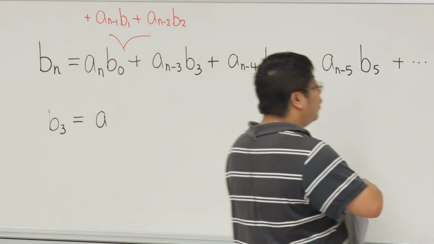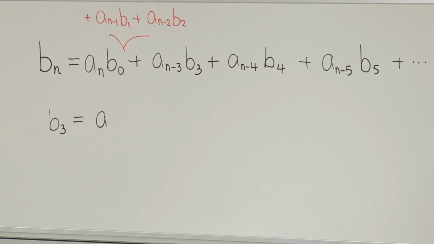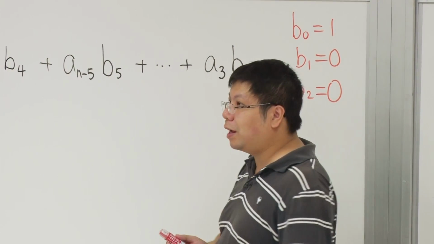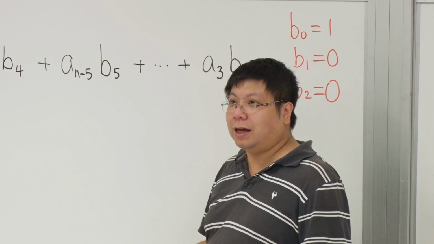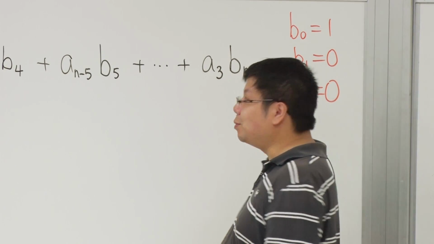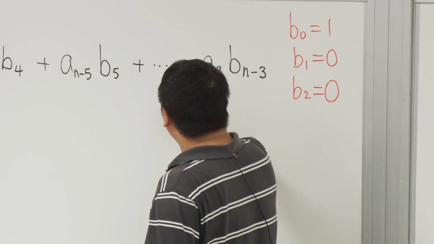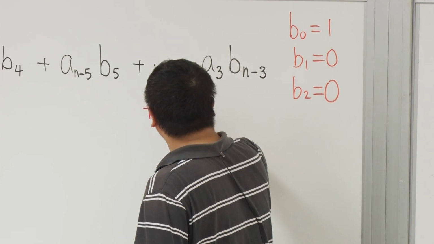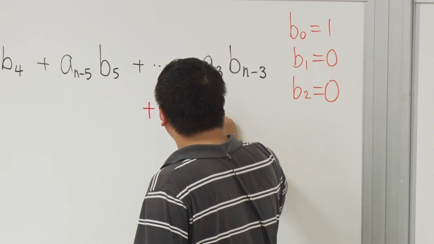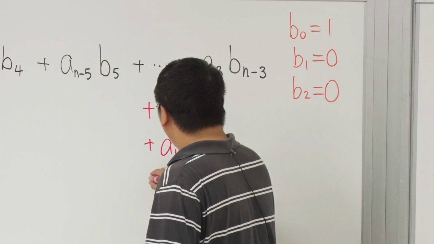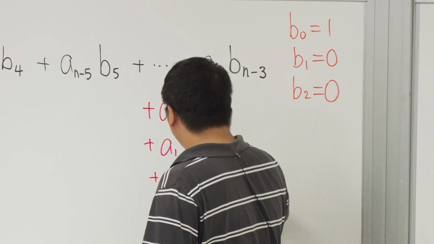Oh, but for convolution, this is not the end. So we just have a3 b_{n-3}, right? We also want to have a2, a1, a0. Then what should we do? I want to add a2 b_{n-2}, and then a1 b_{n-1}, and then a0 b_n, right?